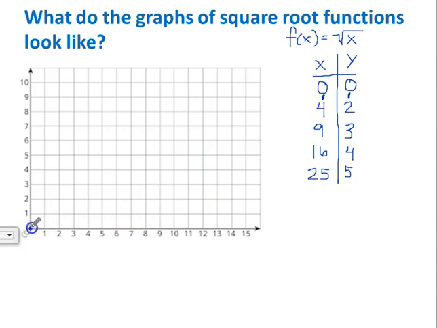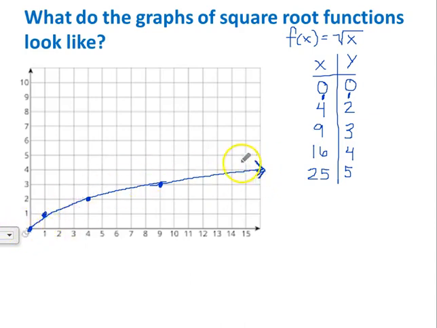So let's plot these points now. So 0, 0, 1, 1. Then we have 4, 2. Then we have 9, 3. And then we have 16, 4. And I don't have room for the 25. That's okay, I've got enough points. So when I connect them, I'm seeing it's kind of like a curve, right? So it's a curved shape. And that is true of all square roots. You get this curved shape.